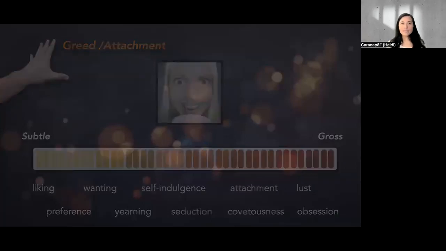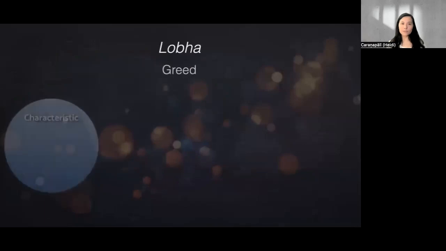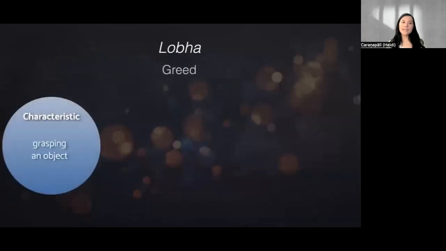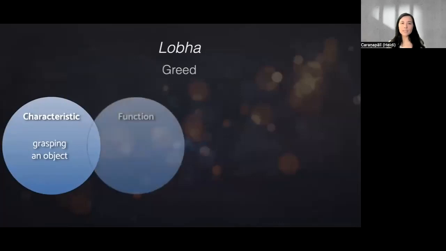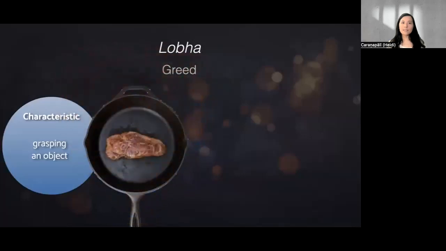Okay, now let's see the 4 aspects of Lobha, of greed. Its characteristic is the grasping of an object. Its function is sticking to the object. The example given in the scripture is like a piece of meat stuck on a very hot frying pan. Imagine a hot frying pan with meat sticking there. That is what Lobha is like, its function.